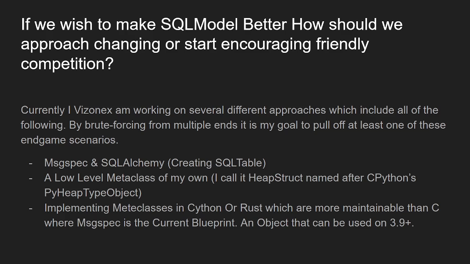Implementing metaclasses in Cython or Rust would actually be a lot more maintainable than just writing it in C, if I'm going to be completely honest. And I think Msgspec could be used as the current blueprint. You can go to their repo and under _core.c, you'll actually find its implementation there. And it can be used in 3.9 or higher, which currently is the oldest version that has not hit end of life yet.